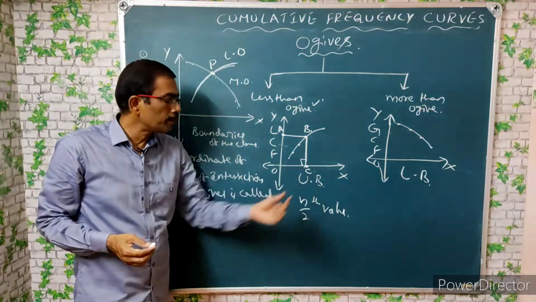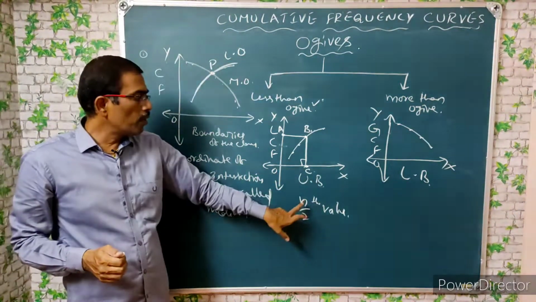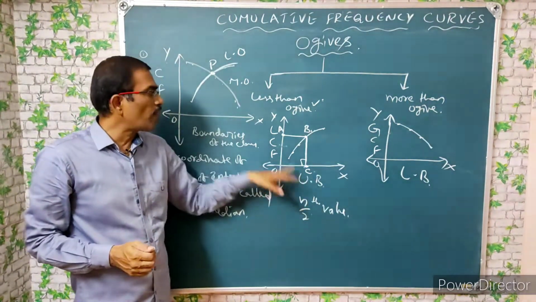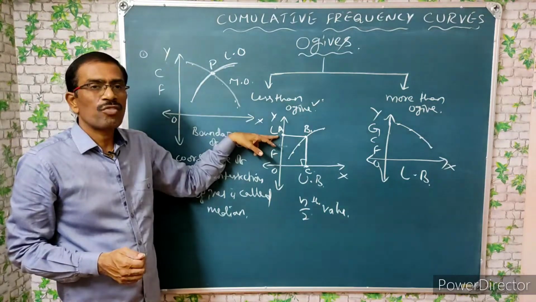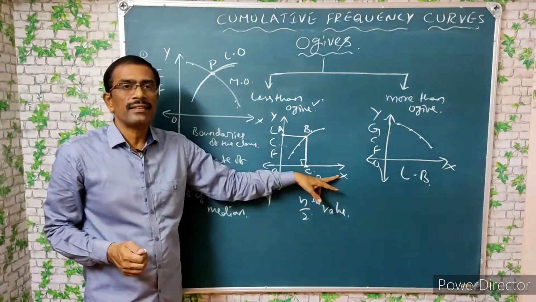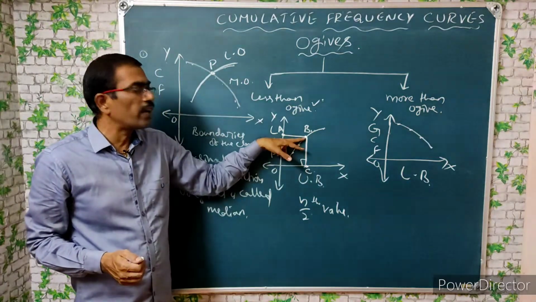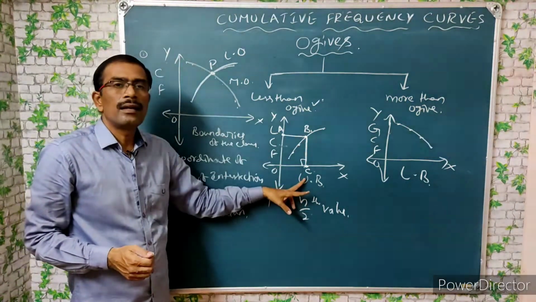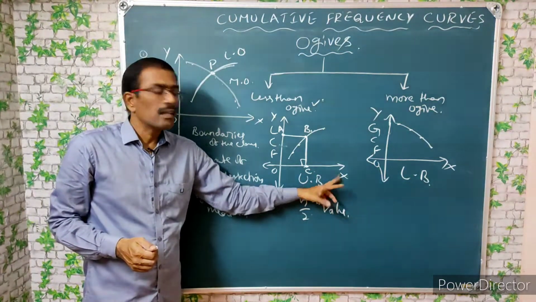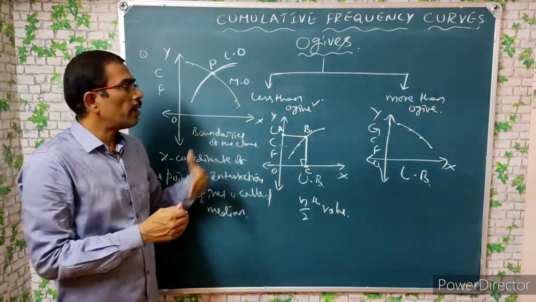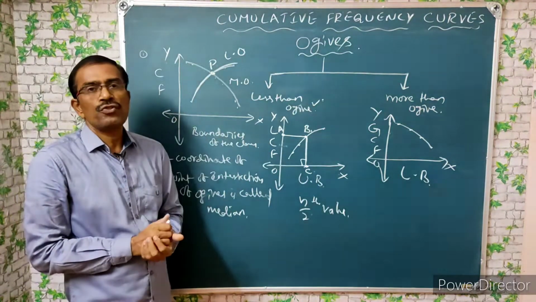I repeat one more time. First of all, you have to find the n by two value and locate that value on the y-axis. From that point, draw a line parallel to the x-axis, which intersects the curve at a point. From that point, draw a perpendicular to the x-axis. The foot of that perpendicular is called the median. The same process you can apply for the more than ogive also.